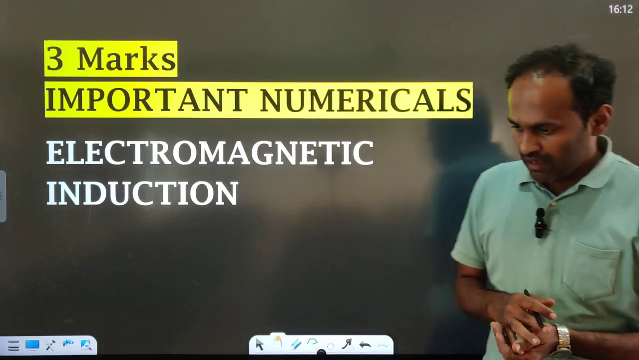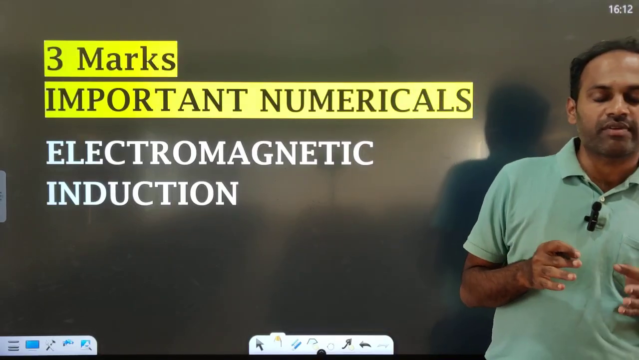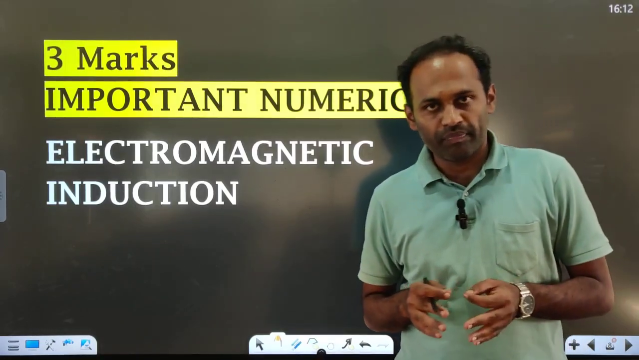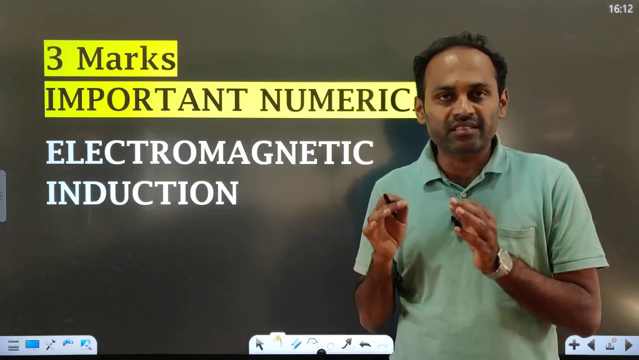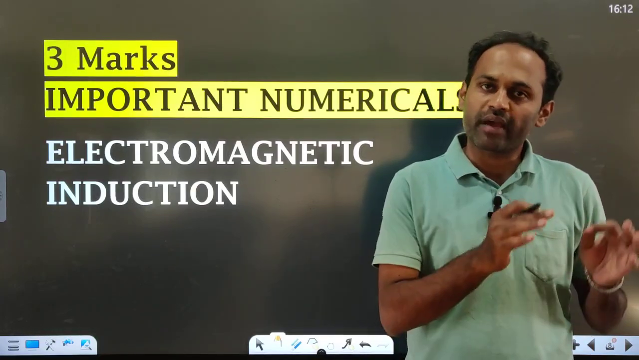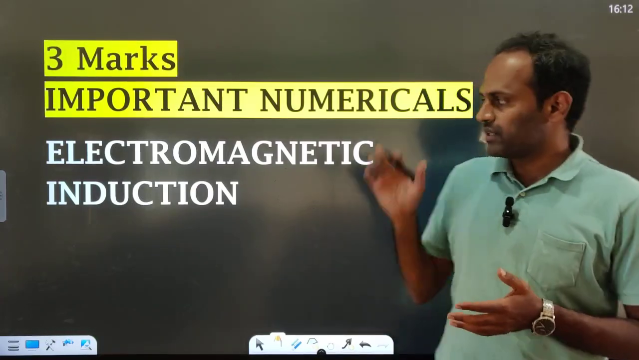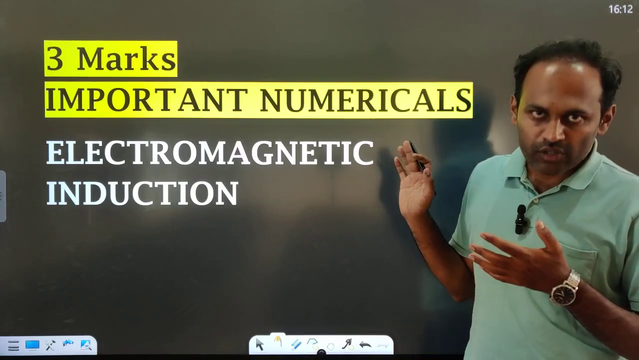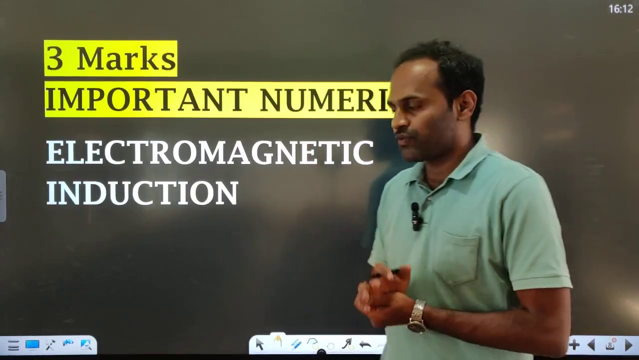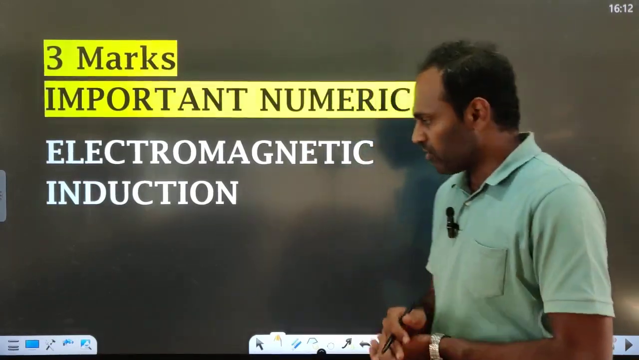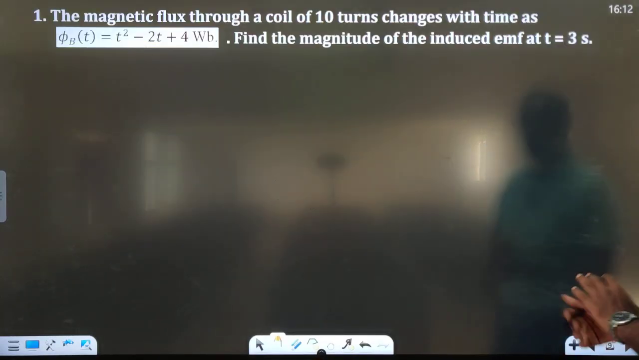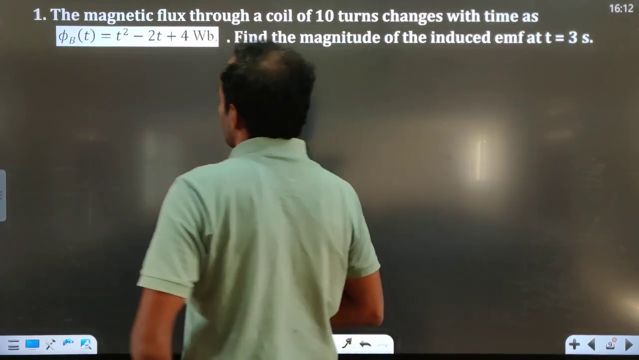According to the 3 blueprints as well as the 3 model papers released by the board, there is maximum possibility of getting a 3 mark numerical from electromagnetic induction. So these numericals will help you in understanding and solving 3 mark numericals from electromagnetic induction. Without delaying, let us begin with the problems.